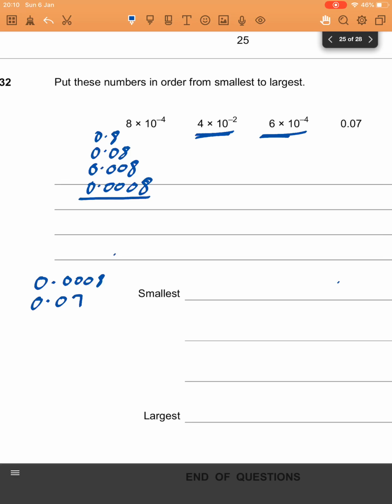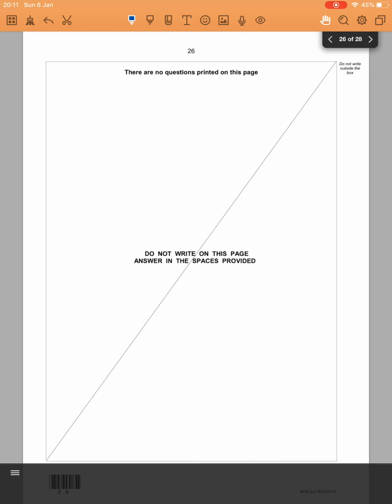So you can see very clearly that the 0.0008 is much smaller than 0.07, but you've got to figure out where these two fit in as well. And that, I think, is the last question. Yes, it is.